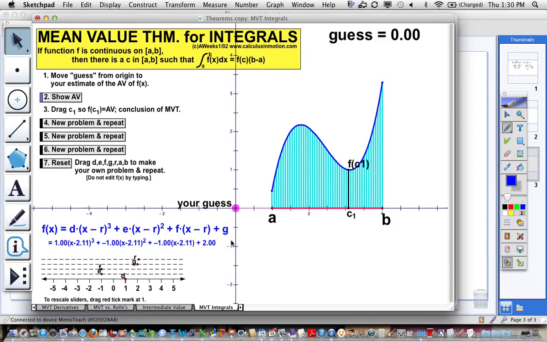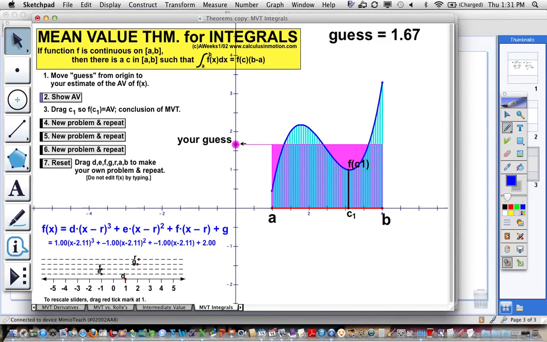Now, we could kind of guess where we think it would be. Would that be reasonable? Wouldn't we need some of the y values below, some above, kind of in the middle? So it seems reasonable that this y value right here might be the average value, or something very close to there. Now, you notice that that created this pink rectangle.